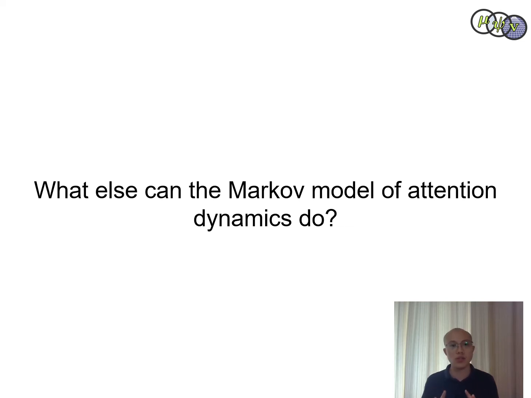And so what else can we do with the model? Because the Markov model of attention dynamics has 9 free parameters, and so far we have only used one of them, which is beta 7. So presumably there are a lot of dynamics that can be captured by the other 8 free parameters, right?